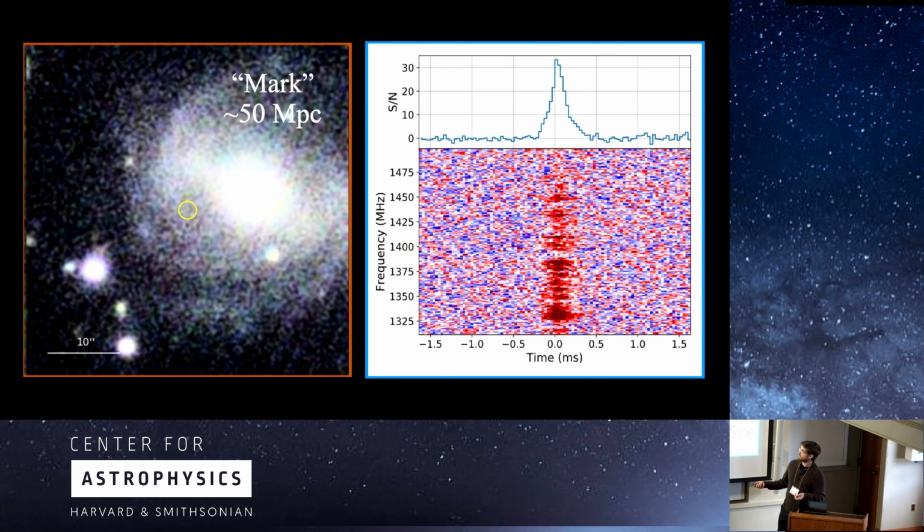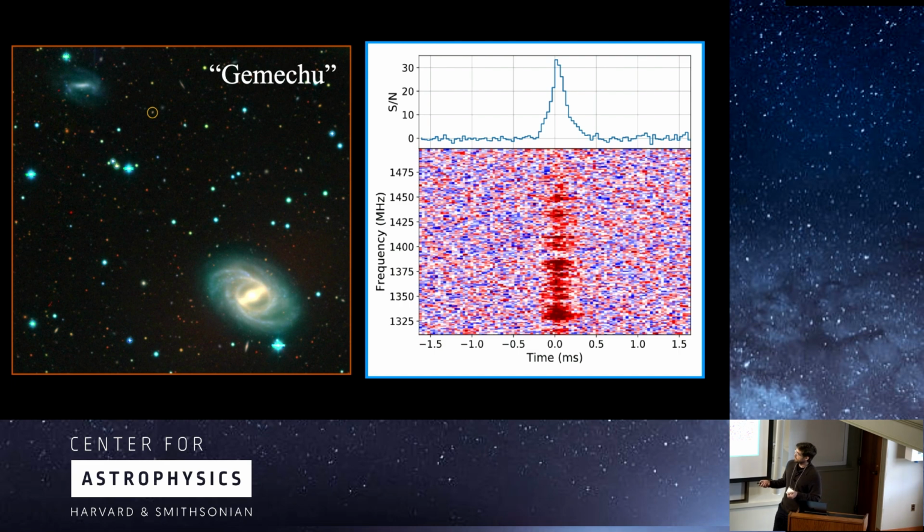Some are right next door. This one we call Mark. It's only 50 megaparsecs away. Right, so the IGM is doing basically nothing. It's mostly being dispersed by the Milky Way's ISM and halo. And a number of them clearly intersect the CGM of foreground galaxies.